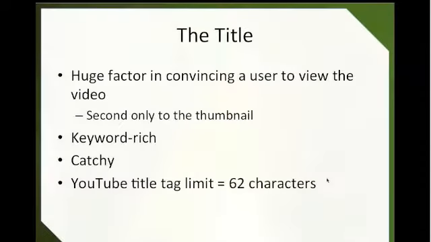So the title should be keyword rich and compelling, should convince the YouTube user to click to watch your video. It's one of the most compelling things. The only thing more compelling in terms of driving the click from the YouTube search results is the thumbnail. It's important to be concise, but also keyword rich. It's kind of a balancing act. Keep it to the 62 character or less limit, and short and punchy and compelling is the key here.